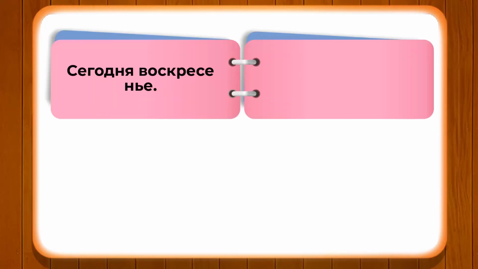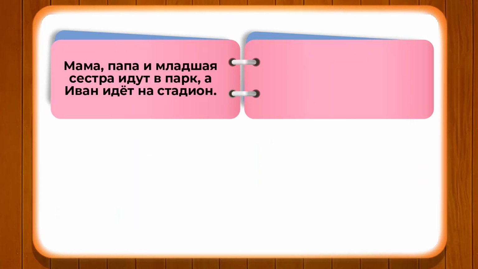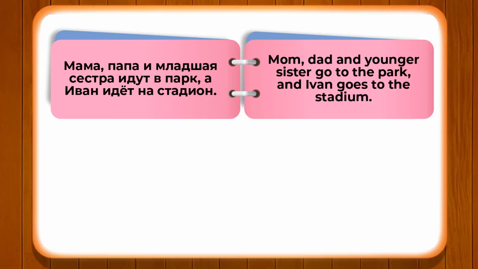Okay, now let's go ahead and pay attention to the last para of the text. Сегодня воскресенье. Сегодня воскресенье means today is Sunday. You can also change it with any other day of the week. Вся семья отдыхает. The entire family is taking rest. Мама, папа и младшая сестра идут в парк. Mother, father and younger sister are going to the park.